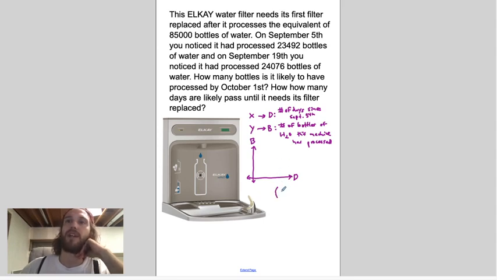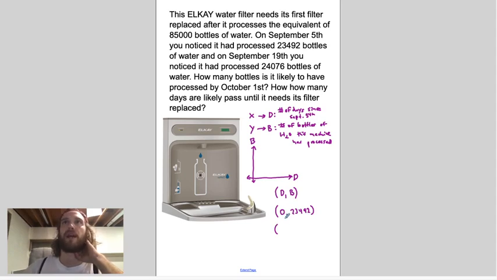Okay, fantastic. So now we're going to name the 2 data points that we have. So remember, our data points are going to go D, comma, B. So the number of days that have passed since September 5th, comma, the number of bottles that it's processed. So our first data point would be on September 5th. How many days since September 5th is September 5th? 0 days have passed, and the machine had processed 23,492 bottles of water.